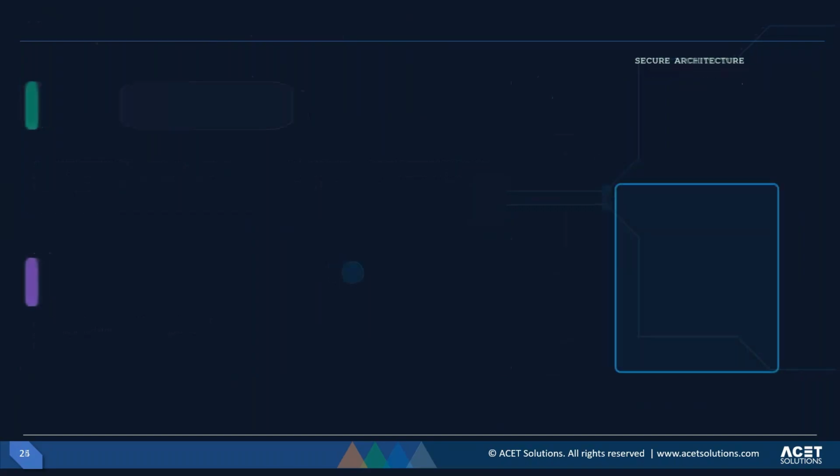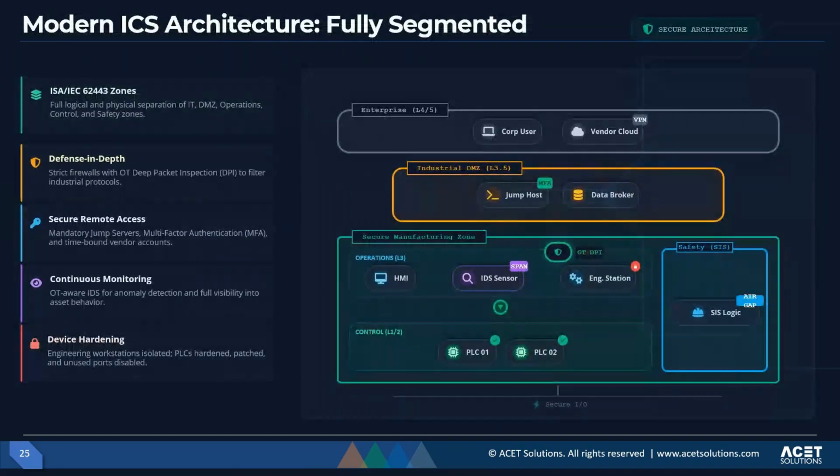We discussed a lot of security controls and strategies in our previous slides. So let's have a quick look at the modern ICS architecture, which is fully segmented and has all the security applied.